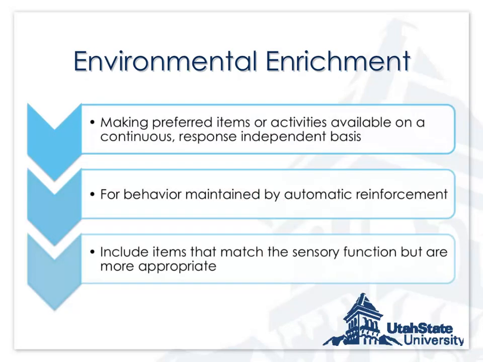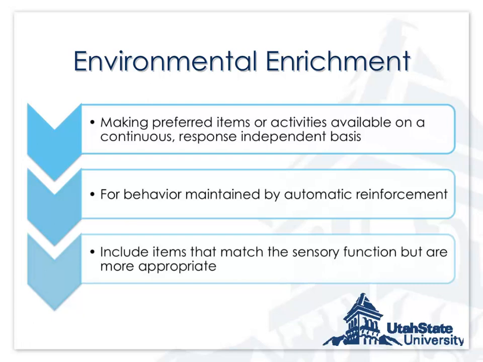While all of the interventions presented so far are useful for problem behavior maintained by social reinforcement, such as access to attention or escape, environmental enrichment can also be a useful intervention for behavior maintained by automatic reinforcement. The goal of environmental enrichment is to decrease problem behavior maintained by automatic reinforcement by making preferred items or activities available on a continuous, response-independent basis. That means they don't have to complete any specific behavior in order to access those.